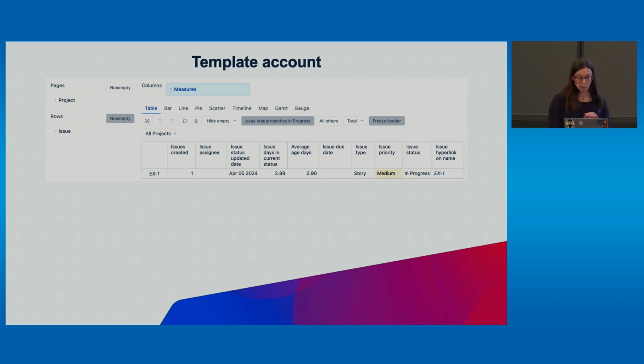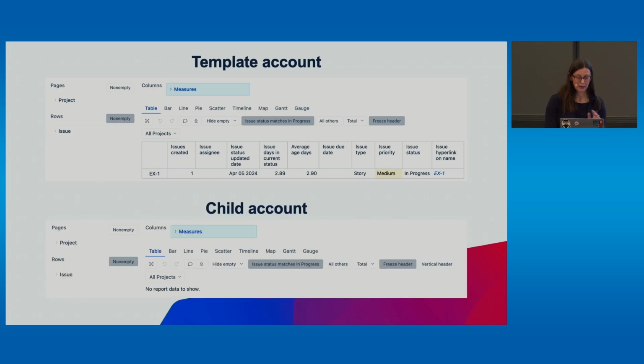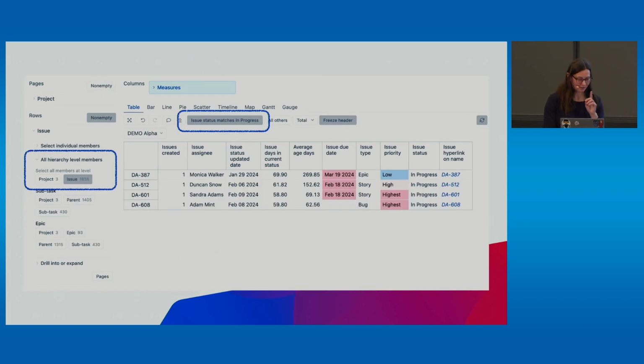I see one issue, it works, it seems okay. I import it in child account, and it doesn't show me anything. So, and I know for sure there are issues. I know there are issues with particular status, but I do not see them in reports. And I also, when I checked, I do not see any selections here as well. Oh, actually, I see all issue selections, but it doesn't work.